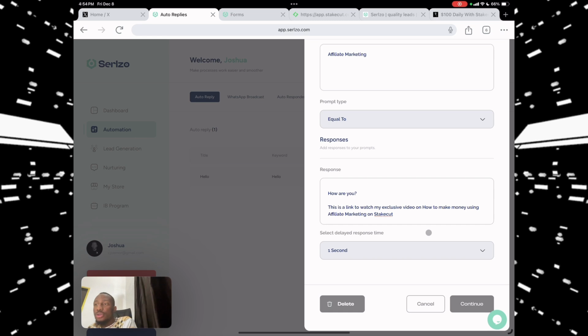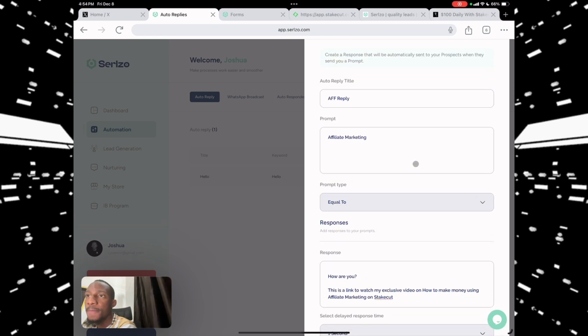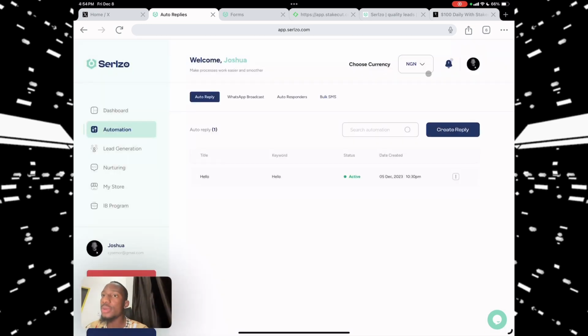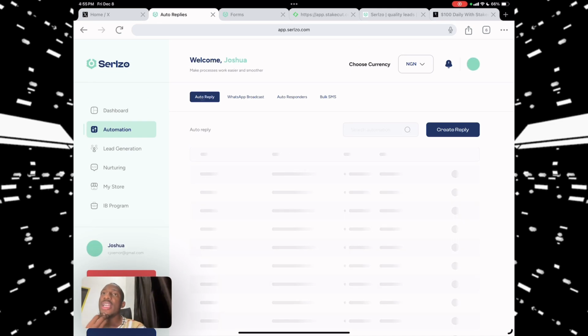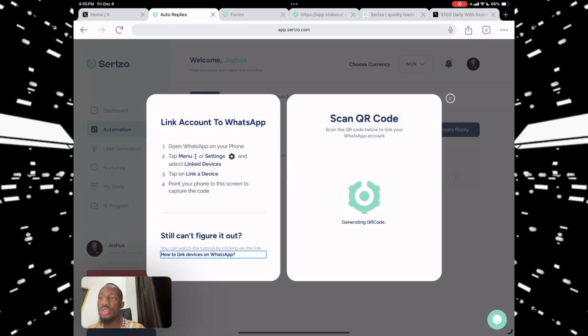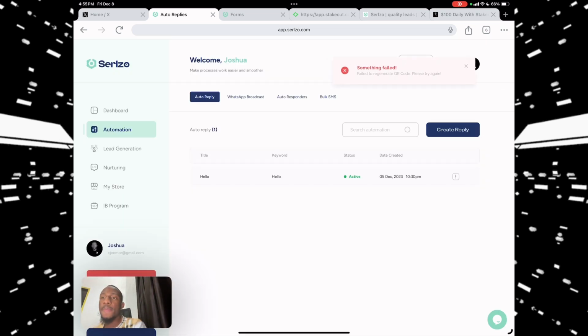I think my WhatsApp is not recently connected. I'll link it very soon. Now, yeah, it's not going to save because I have to link my WhatsApp to it. I'm not with my other phone to link my WhatsApp to it. It's going to show me to scan my QR code and link my WhatsApp. Okay, my phone is not here. Now, once I link my WhatsApp, I create it. When someone sends me that keyword, the message triggers and delivers to them.